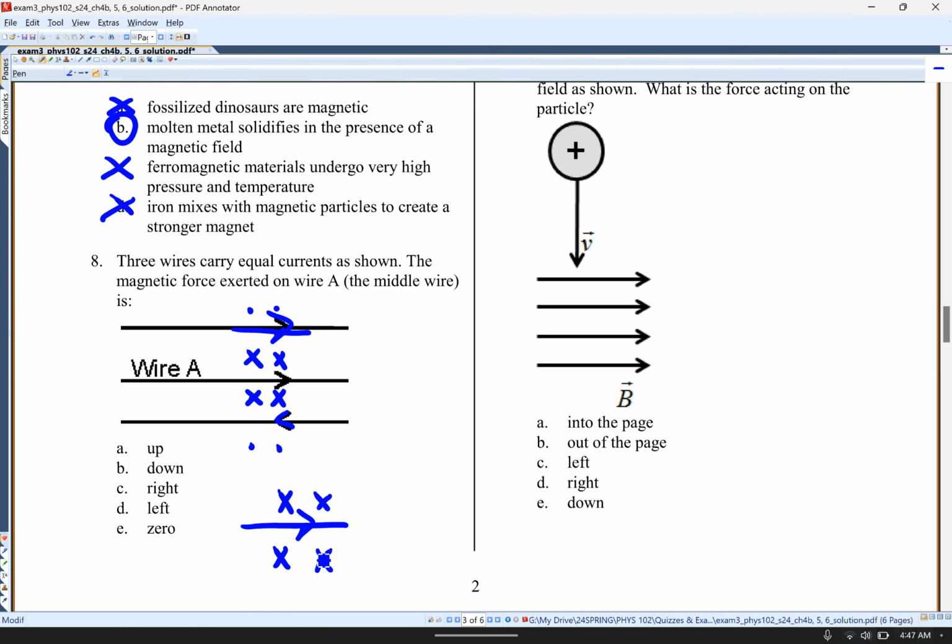Let my index finger go in the direction of the current. My middle finger points in the direction of the magnetic field, and then my thumb points, not down, I'm sorry, my thumb points up. So number 8 is A.